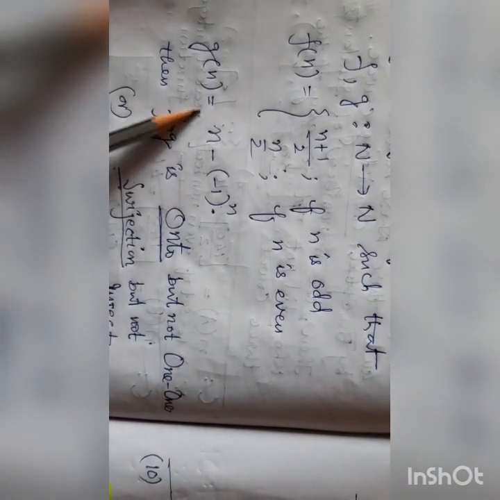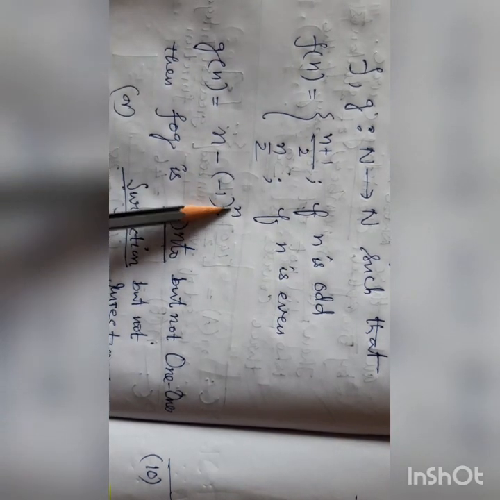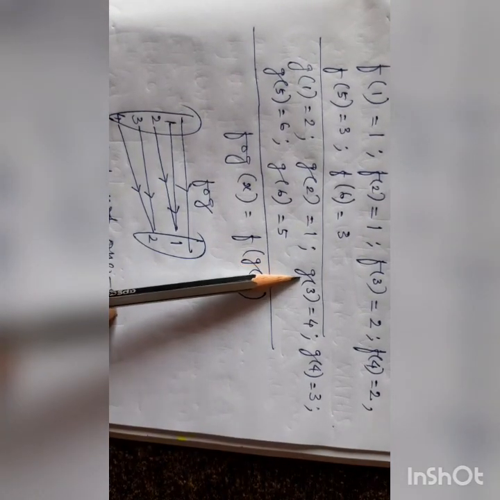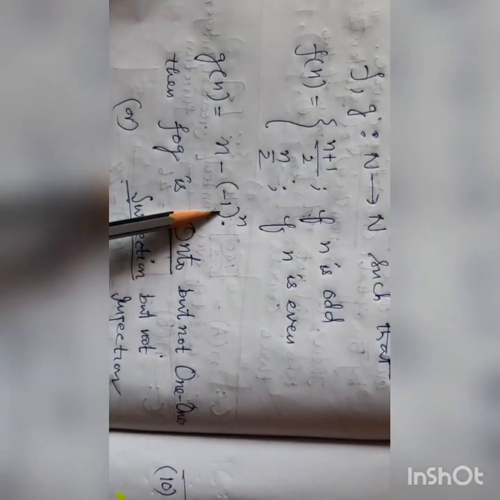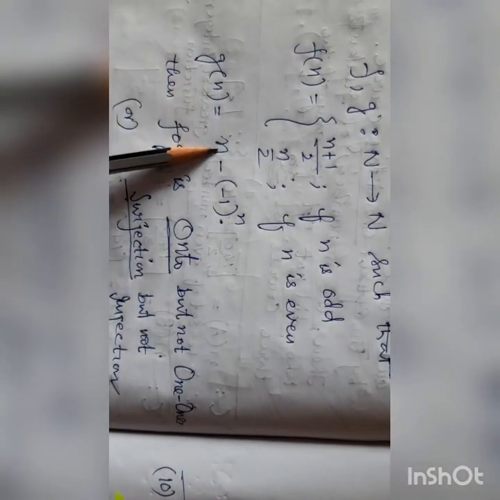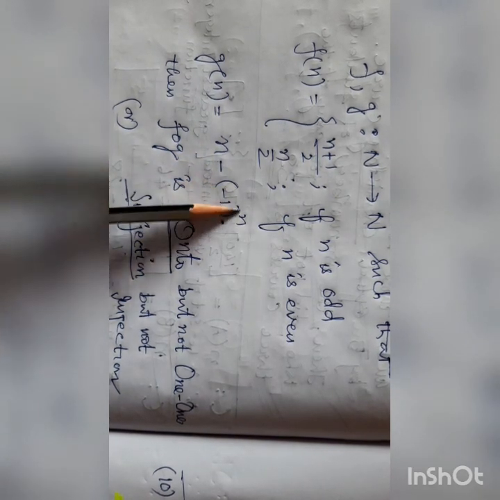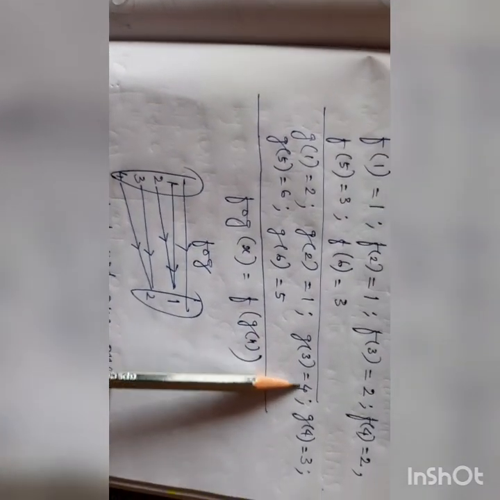What is g of 3? g of 3 means 3 minus (minus 1) whole cube. Minus 1 into minus is plus, 3 plus 1, so g of 3 is 4. It is not 2. Like that I have found up to the required values.